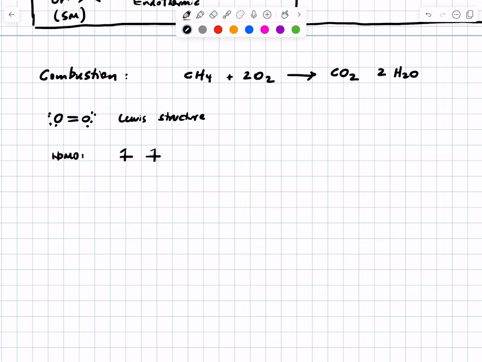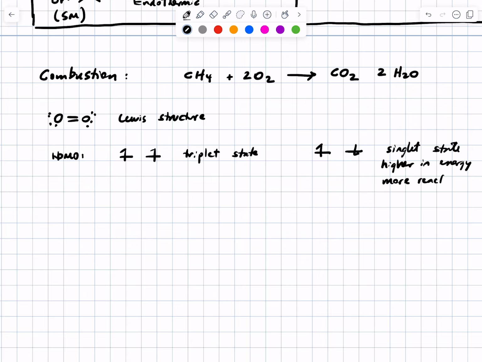So here is the highest occupied molecular orbital of oxygen. This is the triplet state. You don't need to worry about that, but that is the state at which the 2 electrons have the same spin. There's an alternative state where they have opposite spin. That's called the singlet state. And the singlet state is higher in energy and more reactive.